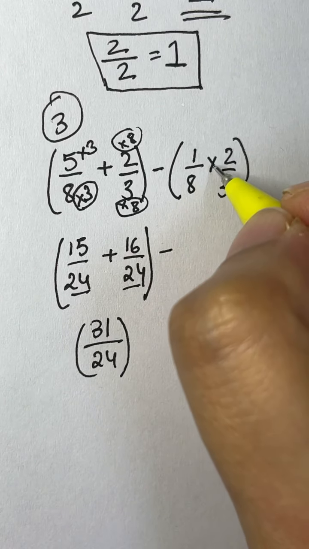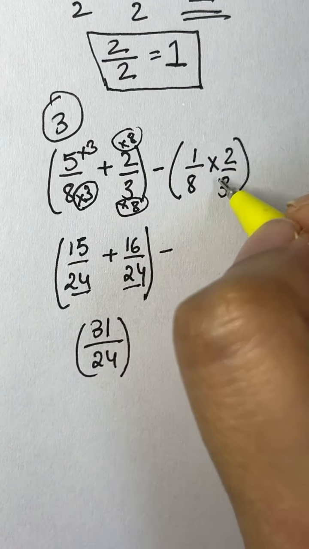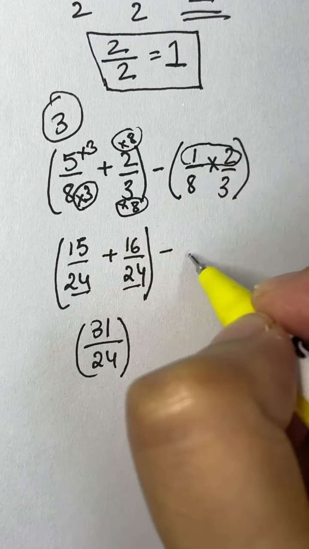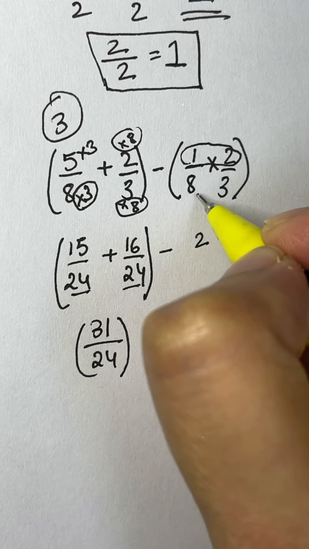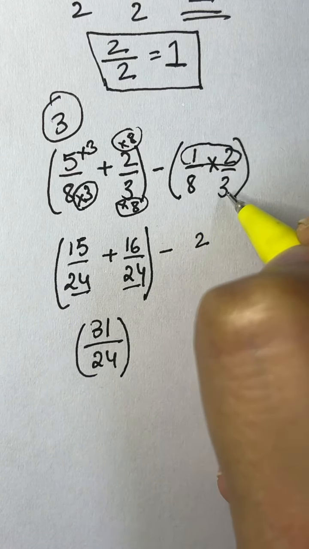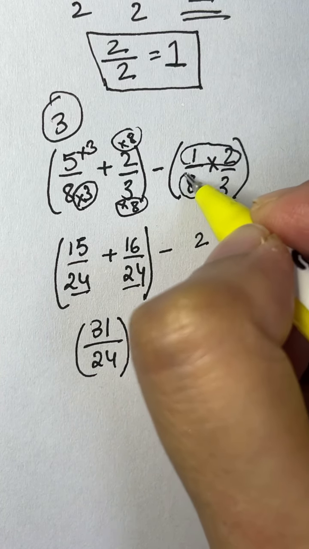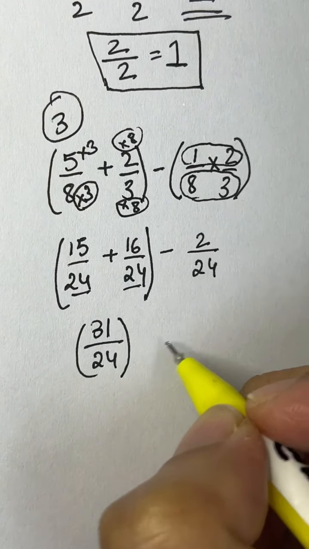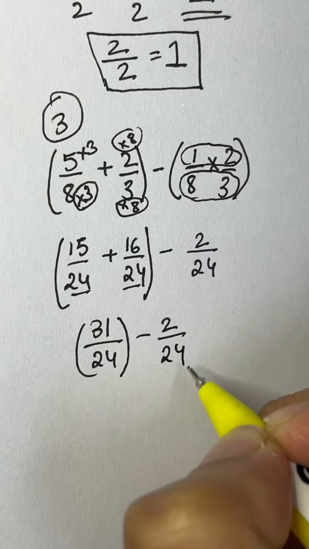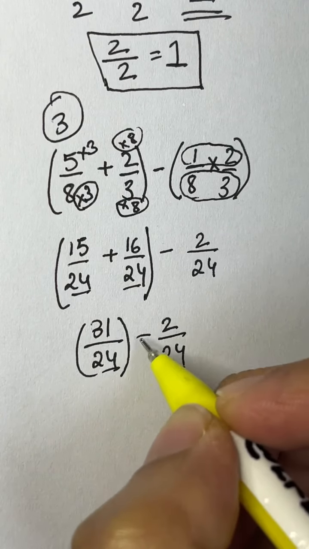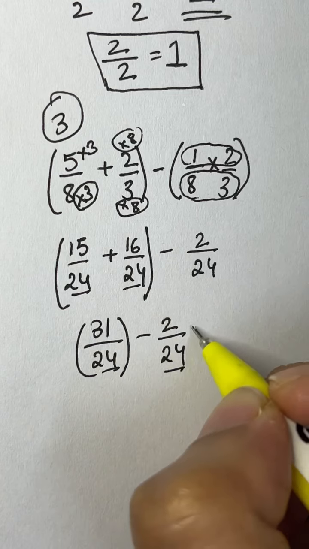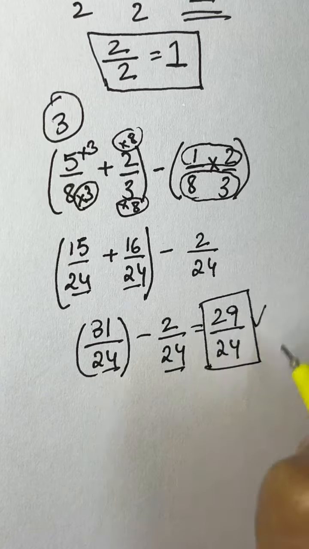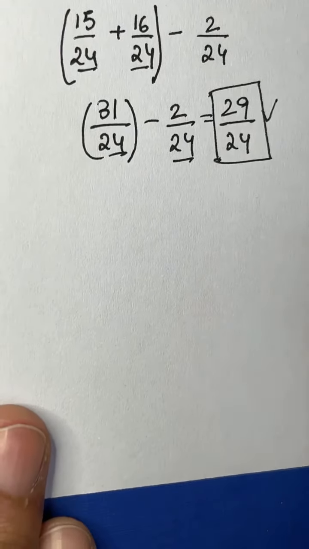Here you have a multiplication sign in between, not addition. So no need to take the LCM here. What you do, you just multiply the numerators. 2 times 1 is 2. Multiply the denominators. 8 times 3 is 24. Okay, so I have minus 2 over 24. So denominators are same. Now I can subtract. 31 minus 2 gives me 29 over 24. Done. That's your answer.